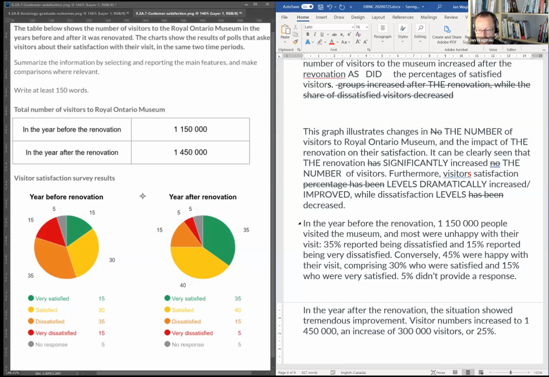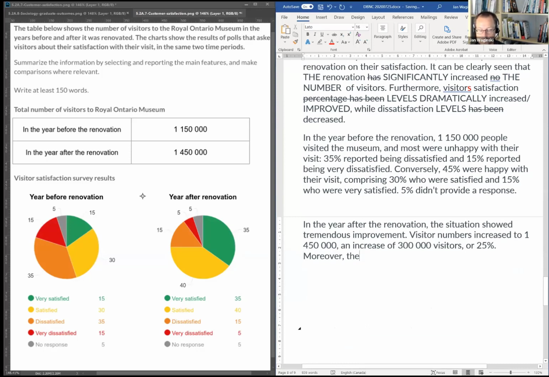Okay, so let's talk about, let's see, who did we talk about first? We talked about the unhappy people. So what happened to them? Decreased. Okay, so what should I write? The number of people decreased by 50%. Let me check. Well, that was the percentage, right? Not number. Yeah. Don't talk about numbers when it's percentages, because that's not correct.